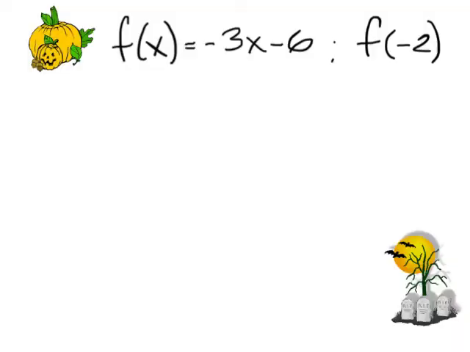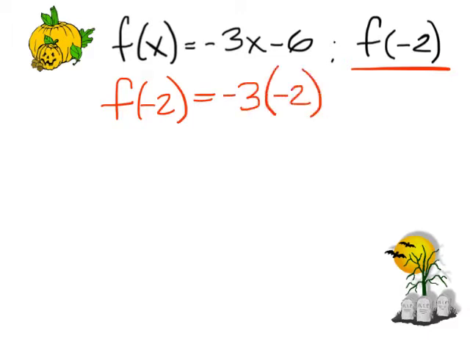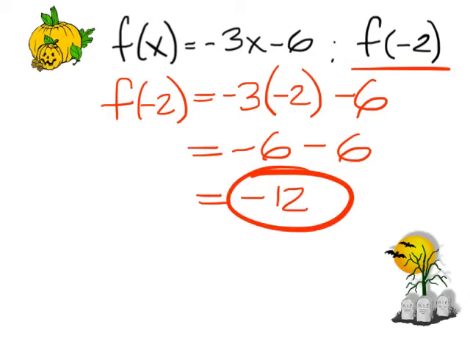Example number 2. F of x equals -3x minus 6. We must evaluate for -2. So f of -2 would equal -3 times -2 and then minus 6. That is 6 minus 6, which is a final answer of 0.